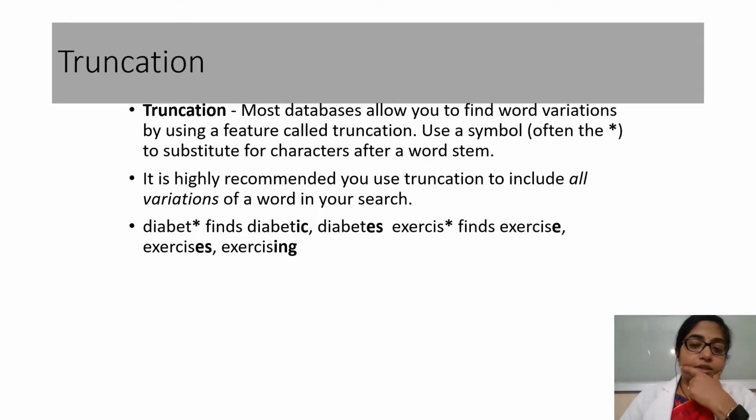Now, to make the searching easier, we have certain strategies. One of them is truncation. Most databases allow us to find word variations by using a feature called truncation. We use a symbol, often an asterisk, to substitute for characters, often a word stem. It is highly recommended that you use truncation to include all variations of a word in your search. Diabet* finds diabetic, diabetes. Exercise* finds exercise, exercises, exercising. So nothing is skipped by accident.